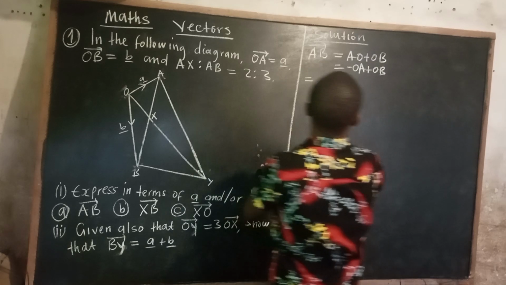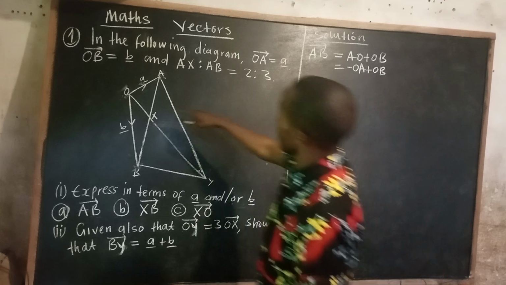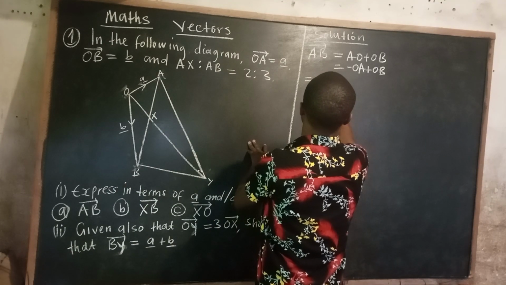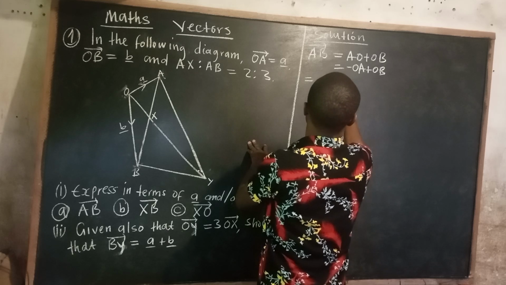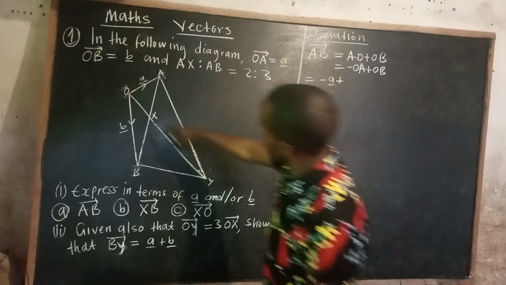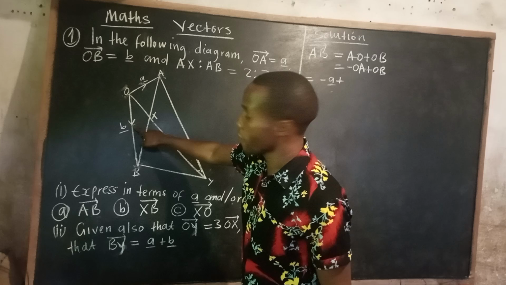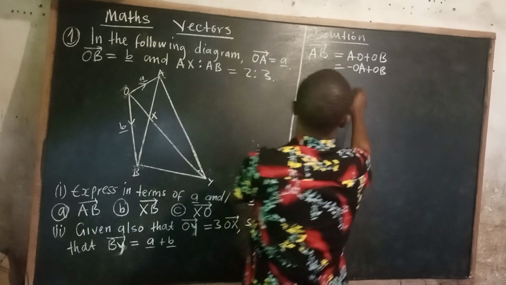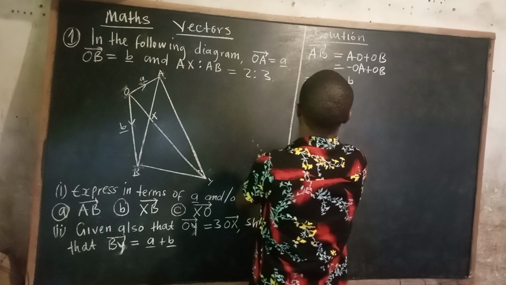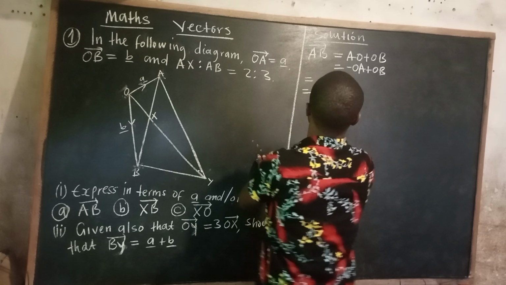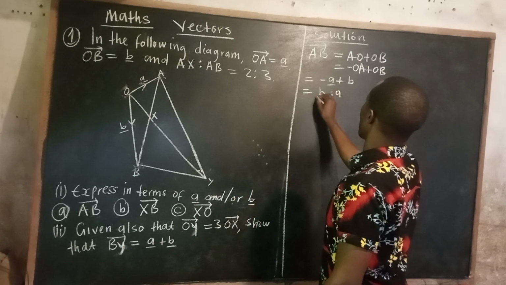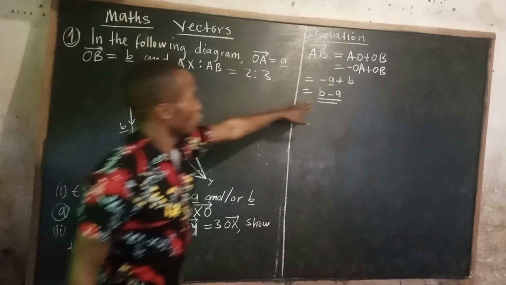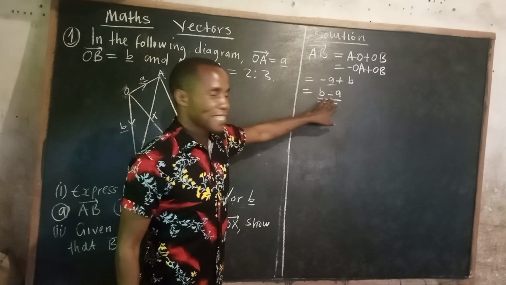So what is our OA? Actually, OA is A. So we are going to say negative A plus OB. Remember, see the direction is just the way it is. So we are going to get what is there, which is B. So here we are going to say B minus A. So our vector AB is equal to B minus A.